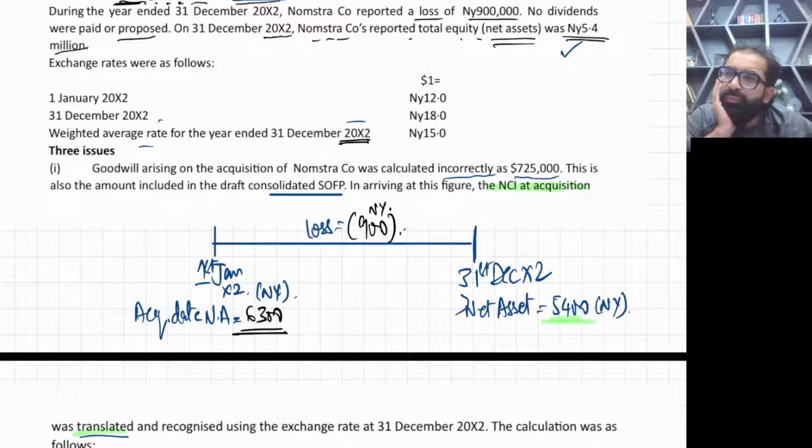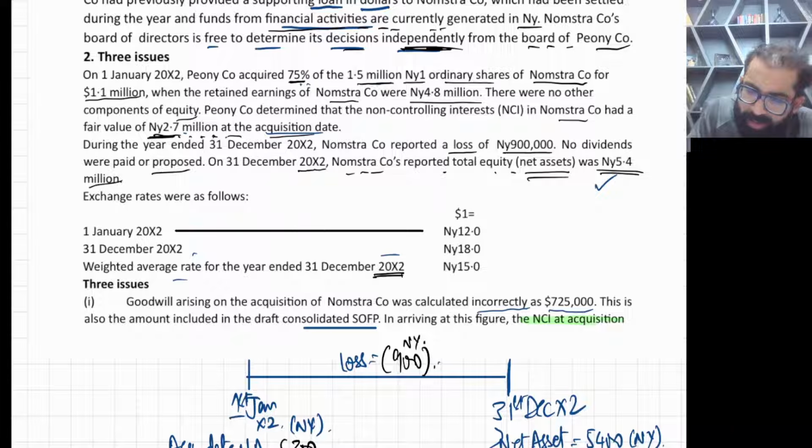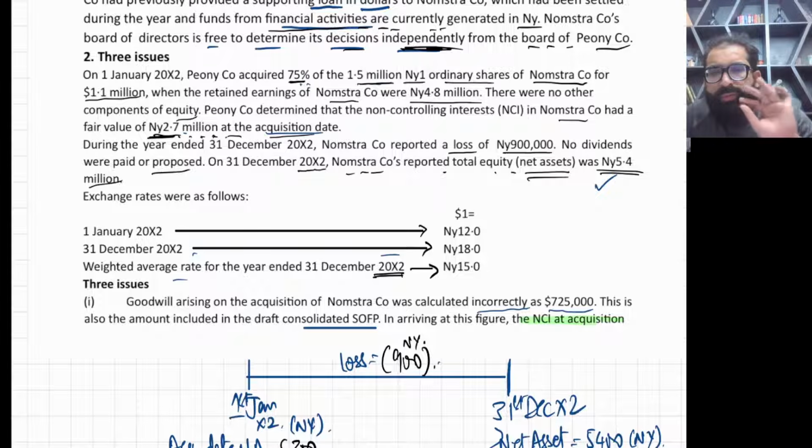Are you getting this? This is acquisition date net assets. As a student, you may ask, sir, why did you calculate acquisition date net assets? Yes, because I need to calculate goodwill. Now the next thing is the exchange rates. At the start of the year, the acquisition date, $1 is equal to NY12. At the year end, $1 is equal to NY18, and the weighted average rate is $1 equal to NY15. Nothing difficult, very straightforward information.